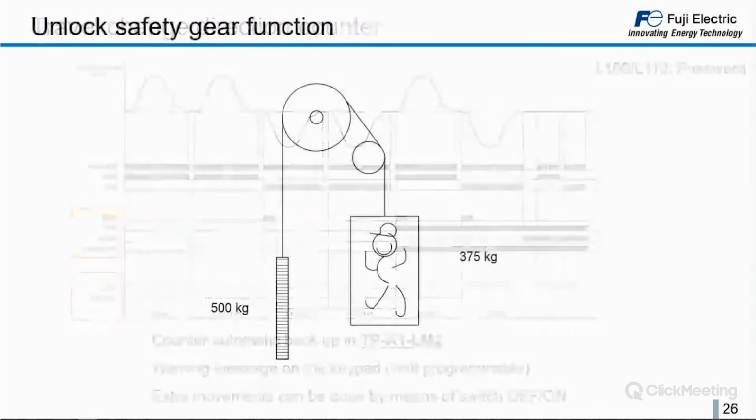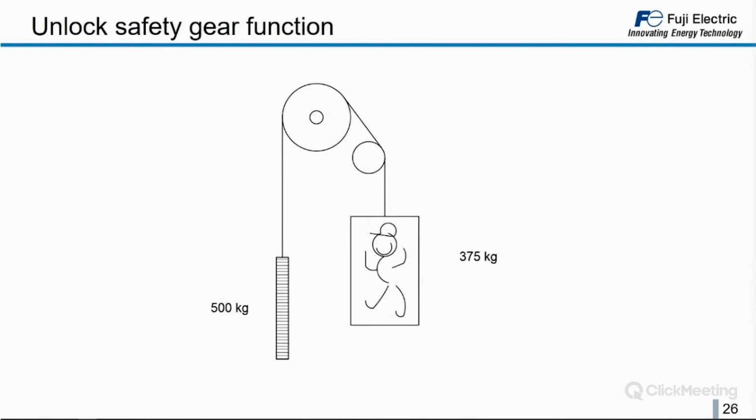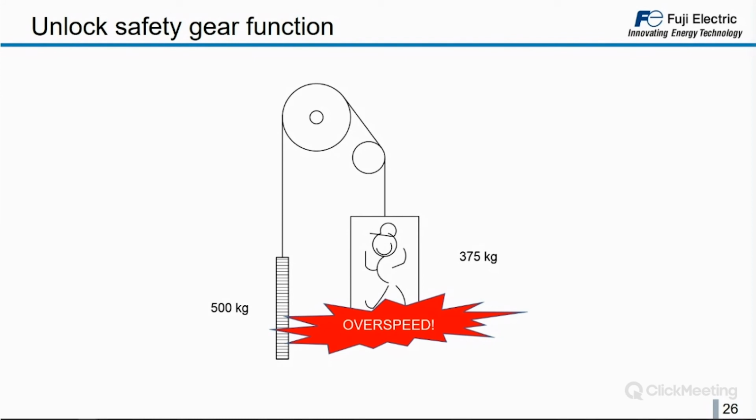Next function is an unlock safety gear function. Here we have the same kind of lift. You know that in the lift we have the safety gear, which is monitoring the lift speed all the time. And if the lift speed goes above the safety level, the speed governor acts, and then we block the lift mechanically. This is always a tough situation because we have a lift mechanically locked and we have to unlock it. Normally we need mechanical tools to do this.